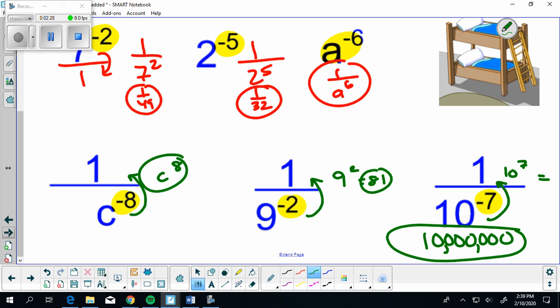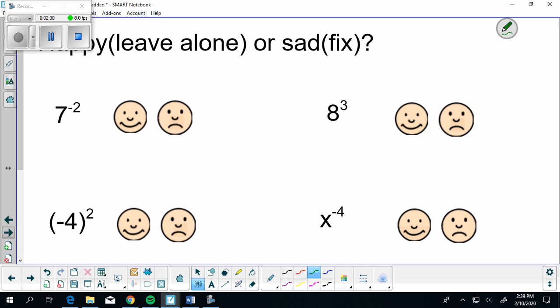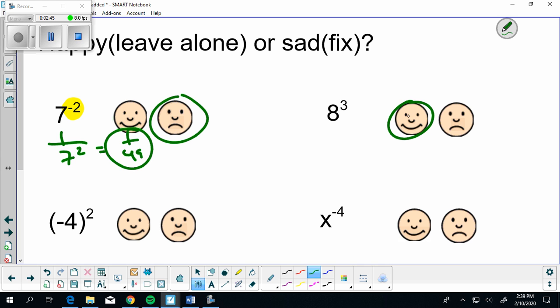Okay, so I like to think of them as making them happy. So this is an unhappy 7 to the negative 2. He is unhappy. So I'm moving him down to the bottom and reevaluating. So 1 over 49 is the answer. He's perfectly happy the way he is. 8 to the 3rd power, I believe, is 512. Let me check it on my calculator.